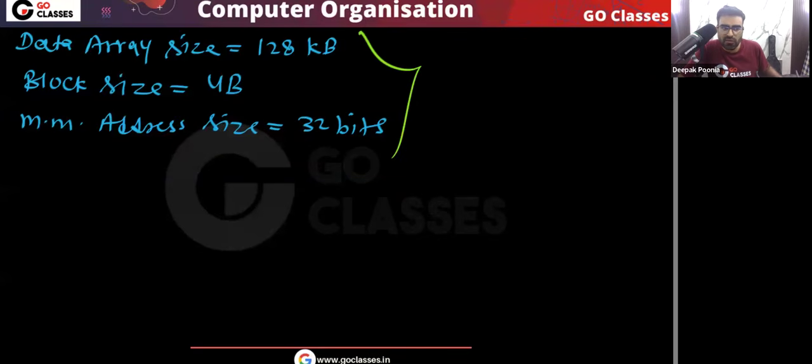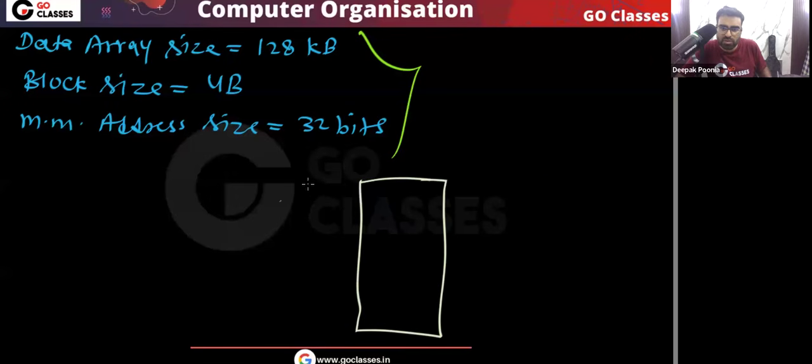Now we need to find what is the total cache memory size, including the tag directory and data array. Okay, so how to find that? First, we need to find the number of lines, because the number of lines will be equal to the number of entries in the tag array. So you can see this is the data array that is divided into lines.